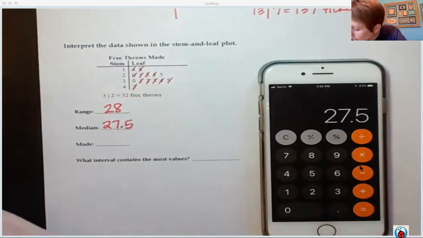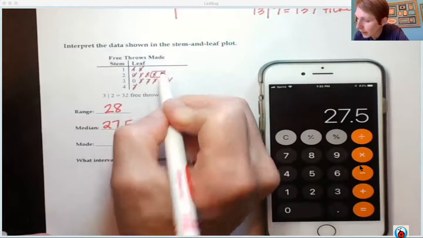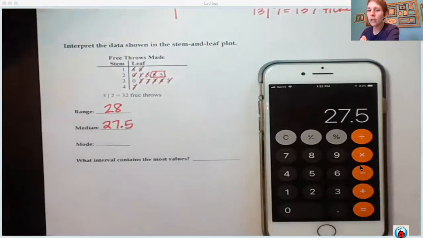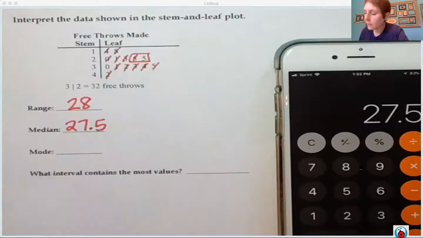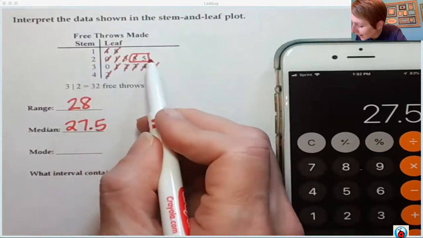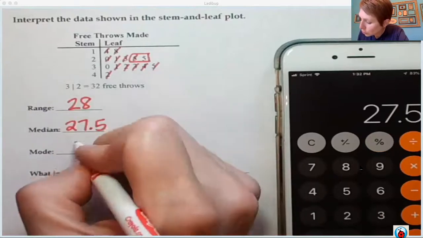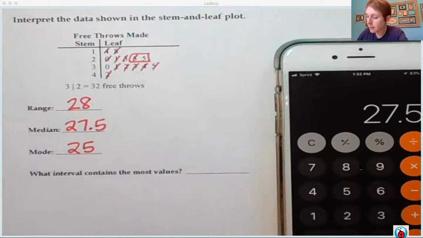And then mode, I'm looking for the number that appears the most. I have 2 5s right here. Let me zoom in a little bit so y'all can see that a little bit better. I have 2 5s. Those go with a 2, so I know those are 2 25s. I don't have any other pieces of data that appear more than once, so 25 is my mode.